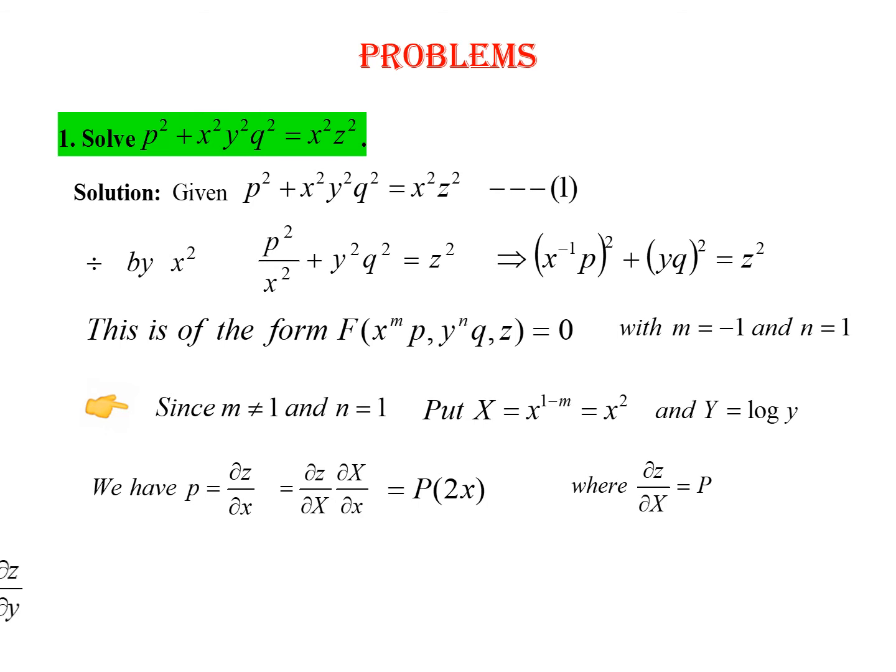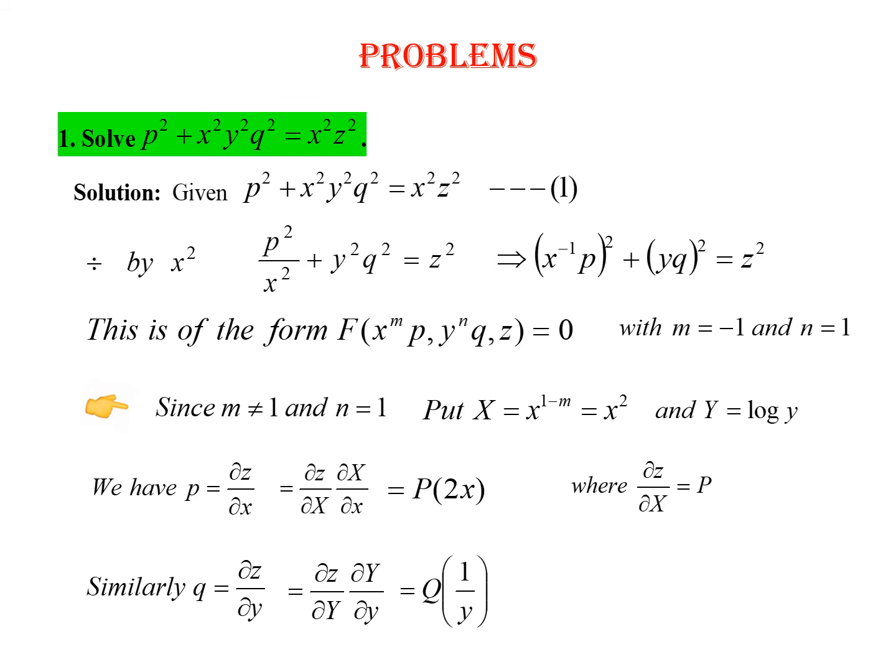Remember that. Similarly, proceed with respect to y. That is q, small q is ∂z/∂y. Now insert the capital letter capital Y like this. And ∂z/∂Y we are going to call capital Q, into ∂Y/∂y, which is going to be 1 by y, because what is capital Y? Log y, that when we differentiate we get 1 by y. Where ∂z/∂Y we have called capital Q.